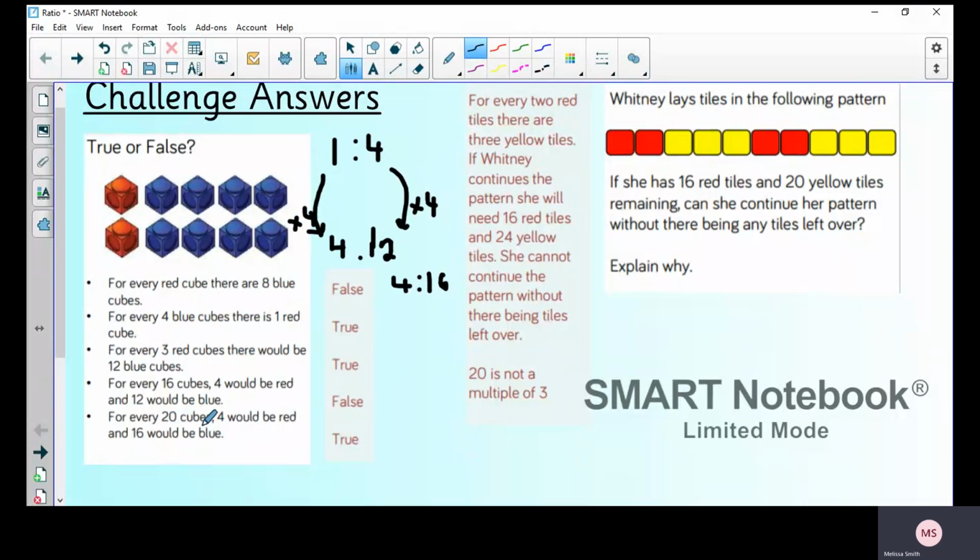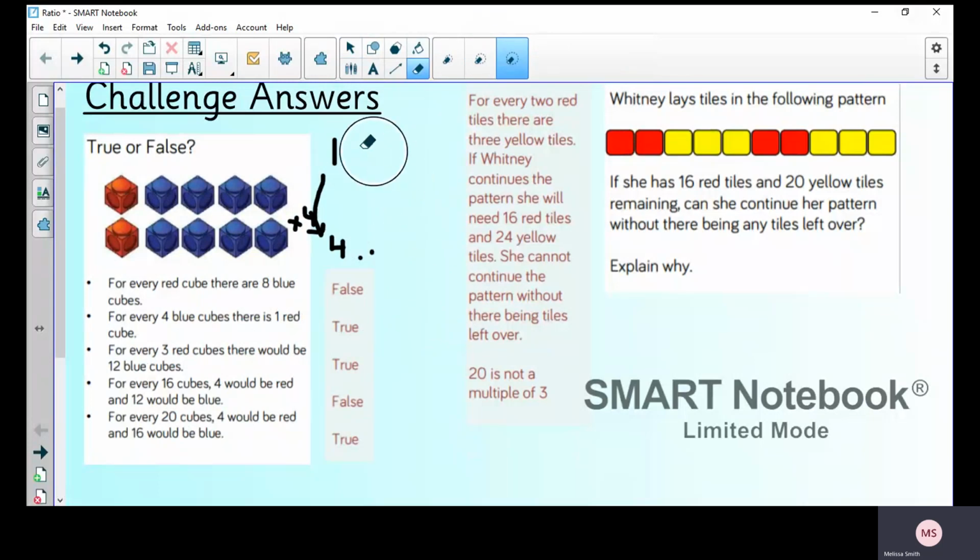For every 20 cubes, 4 would be red and 16 would be blue. Now, if you've worked out this one, you can see I've actually already got the answer. I've multiplied them both by 4. For the 4 red, I have 16 blue. 4 red plus 16 blue is 20 cubes in total.